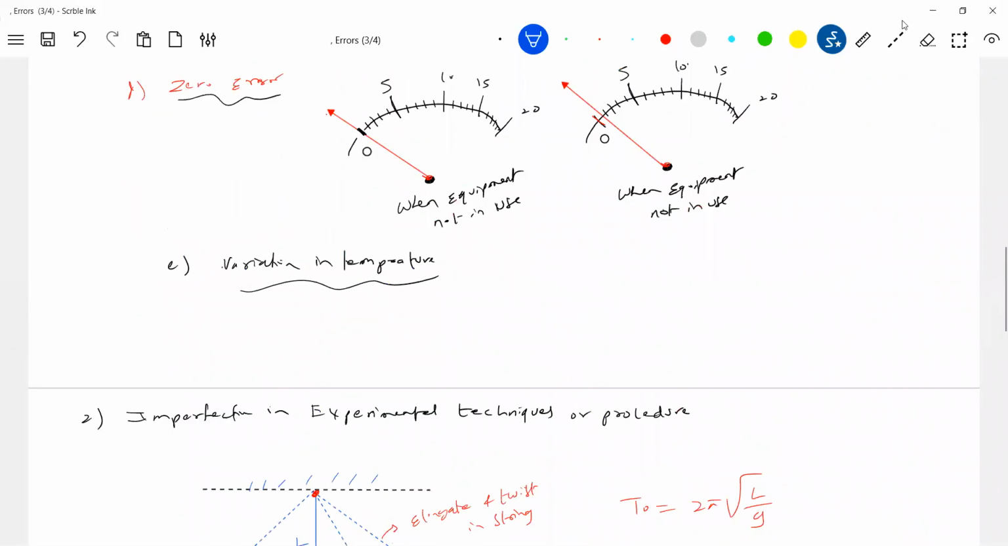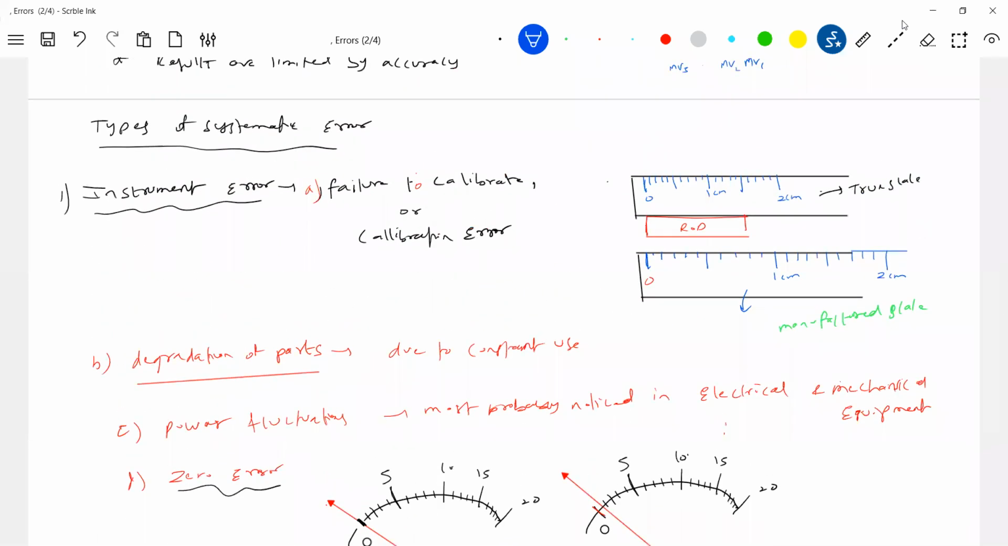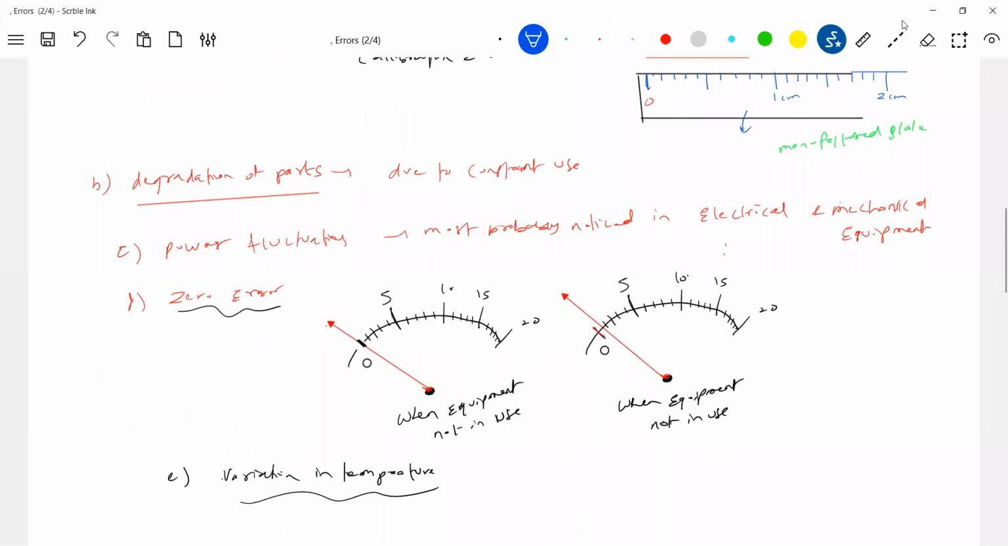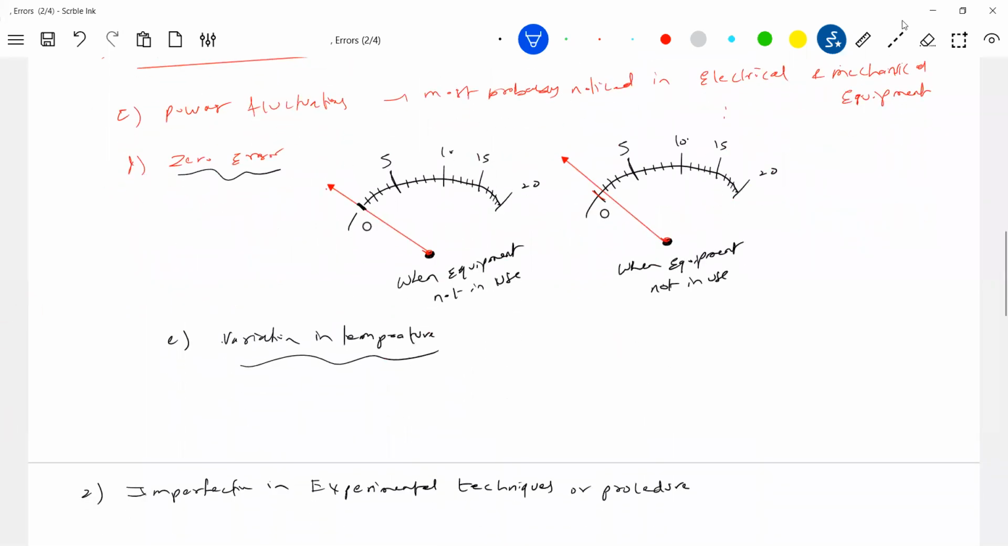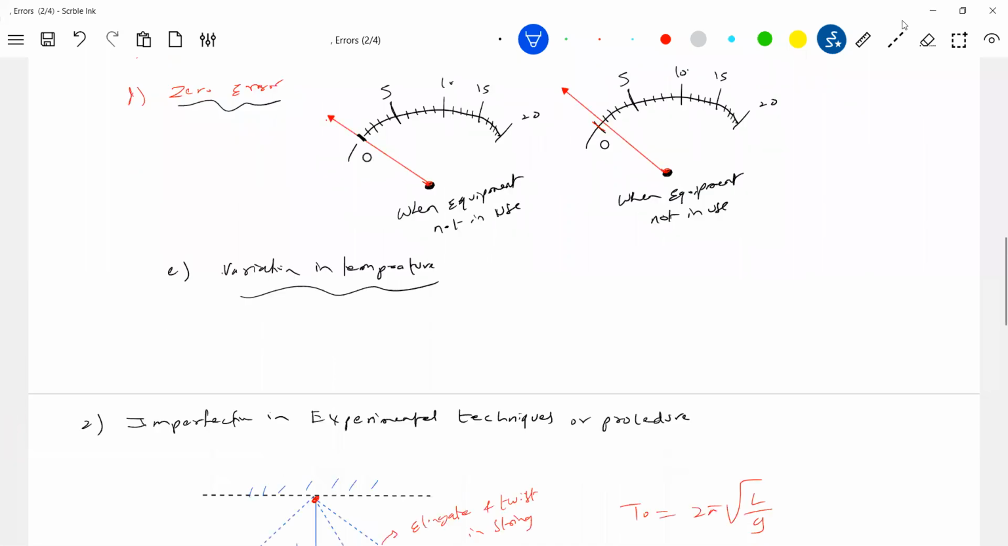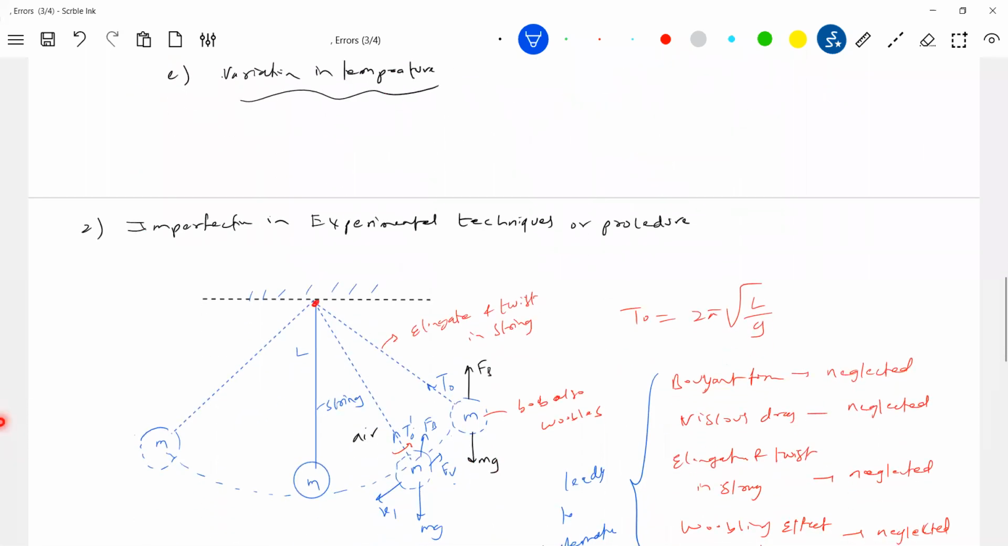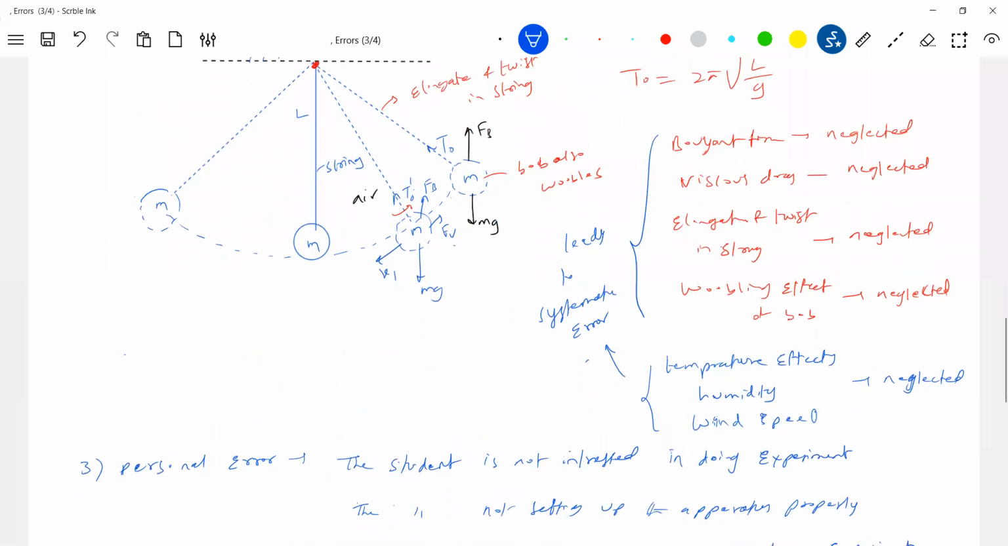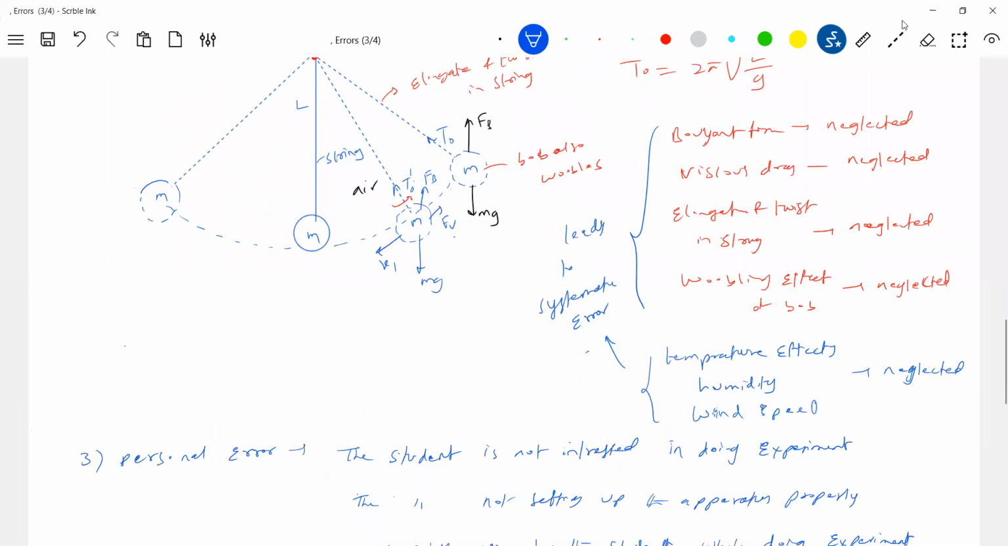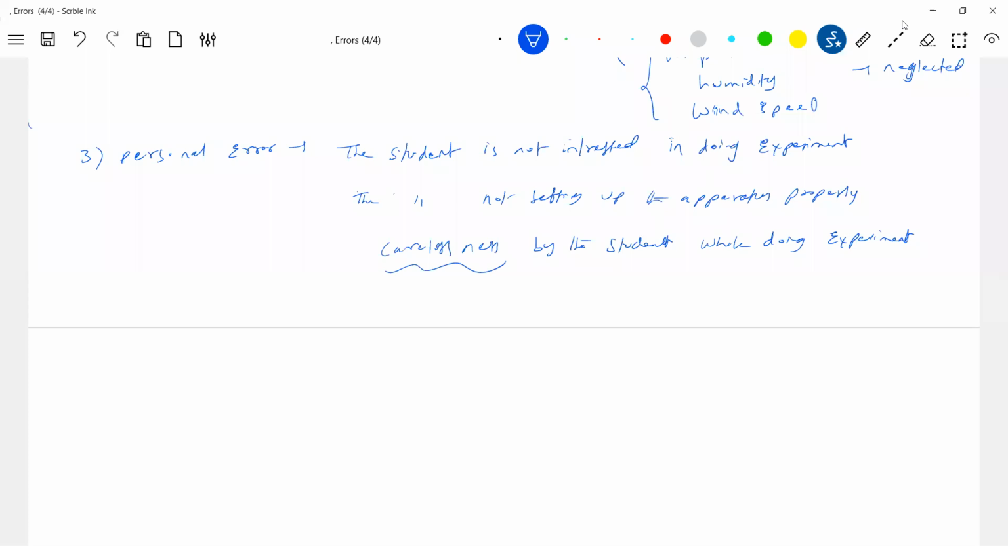Can we minimize systematic error? Yes. You design and calibrate properly. Next, for the degradation of parts, replace the parts which got degraded. For power fluctuations, use an unlimited power supply. Then zero error: before using equipment, bring the pointer to zero and then start using it. Any temperature fluctuations, take care of that. Next, you should know all the methods, what all you should take care of, and you should be interested. Like this, the systematic errors can be minimized. There's no doubt about that. We can minimize it.